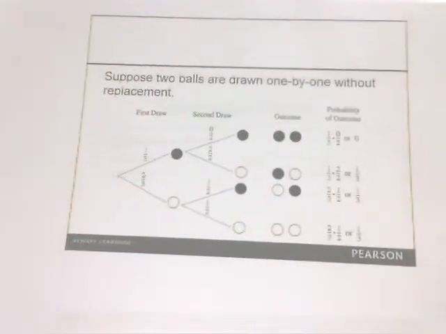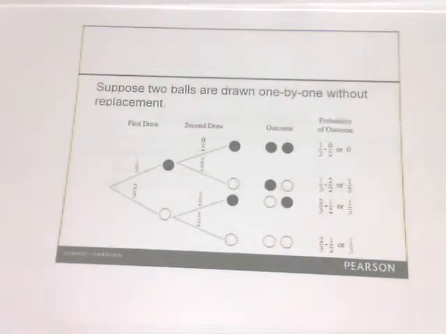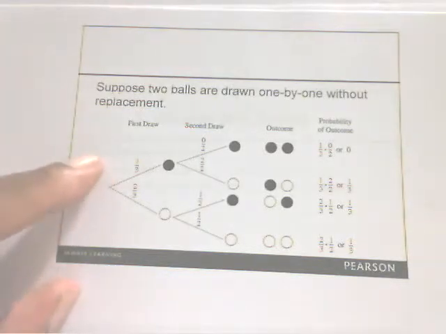Suppose 2 balls are drawn one by one without replacement. That means you're going to draw a ball, one of 3 balls, out of the box, and then you're not going to put it back in. So that means you're going to have 2 balls left to draw out of the box. Okay? Now let's look at this situation here.